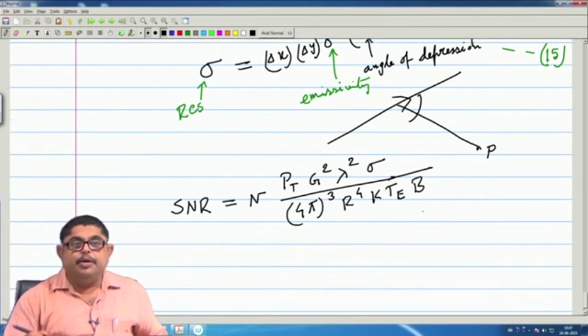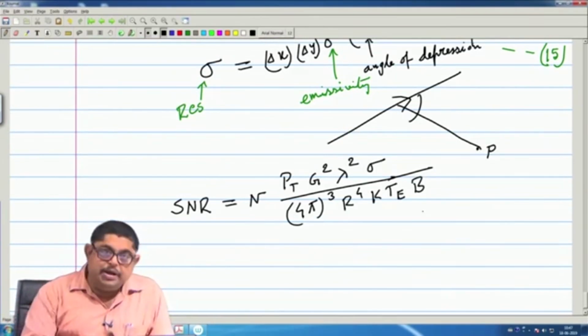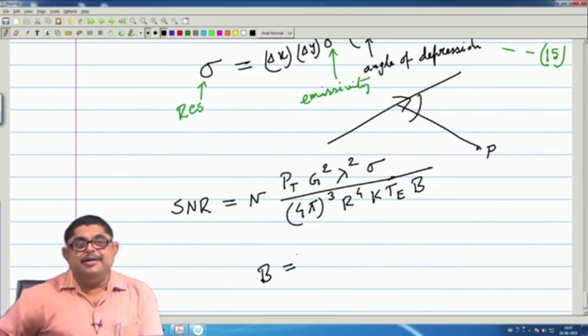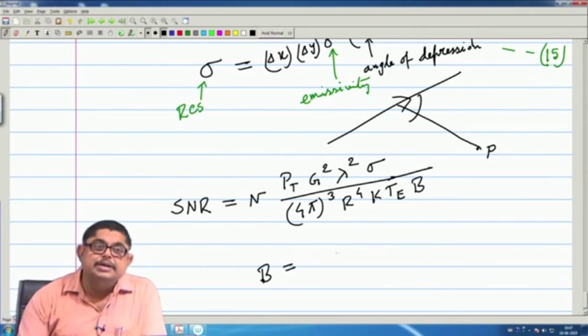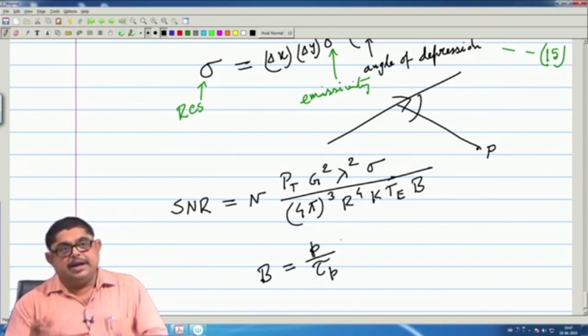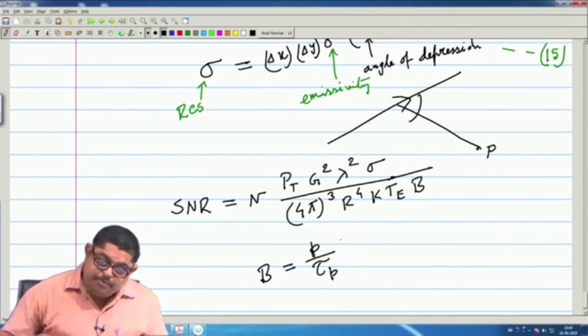here for the bandwidth again B we can relate to the pulse width, and we have in the resolution classes seen that it is not exactly B is equal to 1 by pulse width, it will be some factor. So, that I can write, let us say some P is a constant, it may be 2/3, it may be something. So, T p is the pulse width.